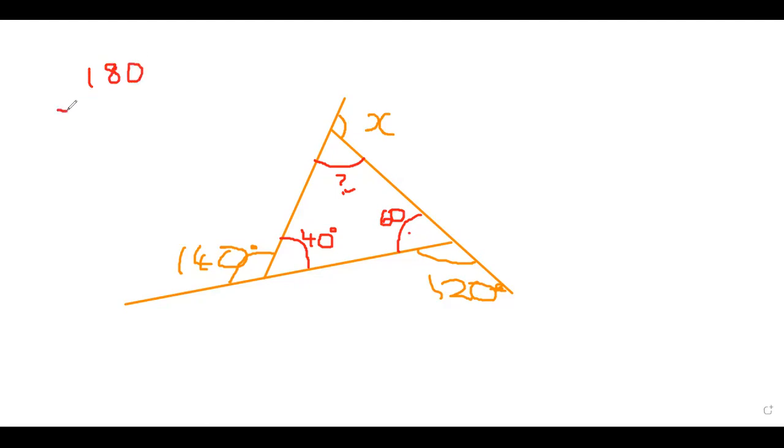So, how do I find this question mark? What minus what? 180 minus the total 100. Correct or not? 100 is from 40 plus 60. So you're going to get 80 over here. So, what is the angle here? 100. Good job.